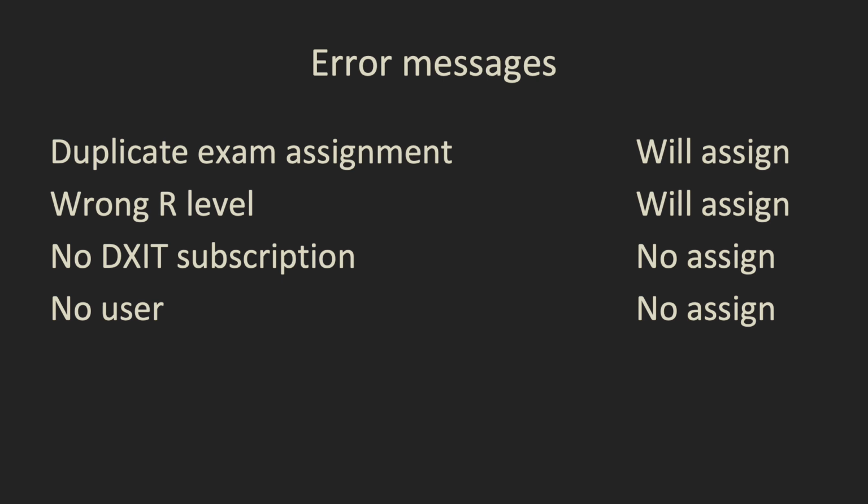The same as if you've assigned an exam to the wrong R level. So you've assigned an R2 exam to an R4 resident, for example. It will assign it, but it's going to give you an error message first. However, if you have no Dixit subscription for that particular resident, or that resident is not in the system at all, it will not assign it, but it will assign the remainder of your exam requests.